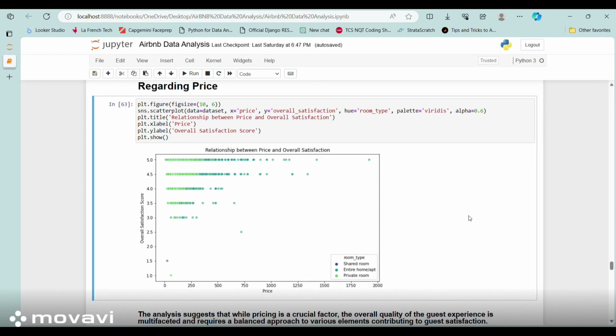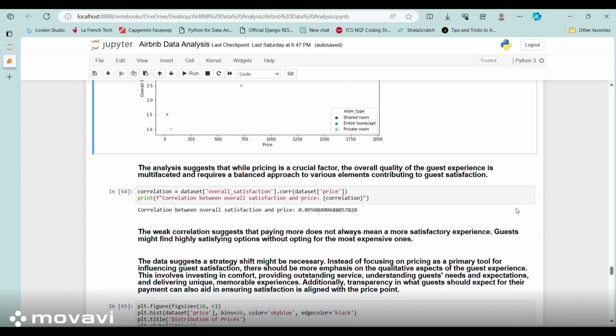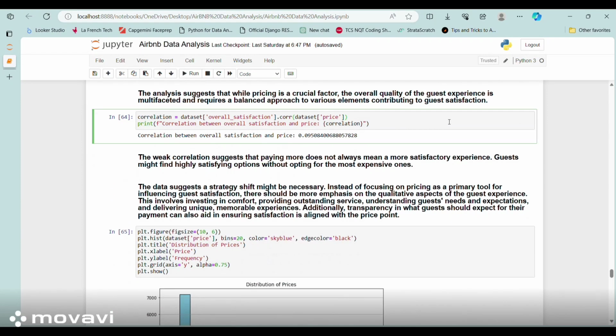A more nuanced interpretation is needed since guest satisfaction is influenced by various aspects of the Airbnb experience, including room quality, location, amenities, and host interactions. The correlation between overall satisfaction and price is relatively weak, with a correlation coefficient of approximately 0.095. This indicates that while there is a positive relationship between price and satisfaction, it's not a very strong one. In simpler terms, paying more for a listing does not guarantee a significantly more satisfying experience.